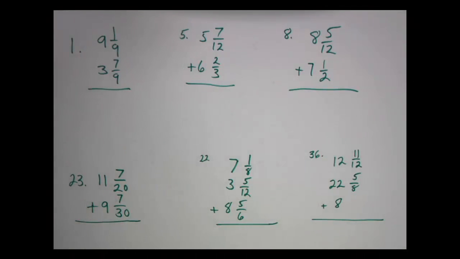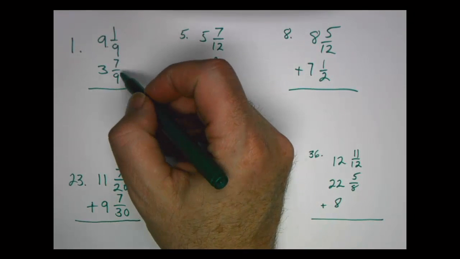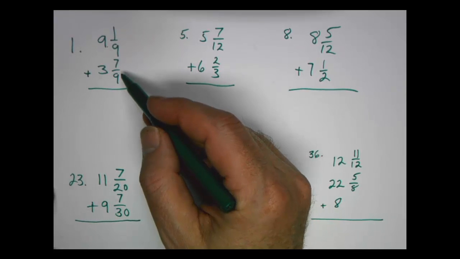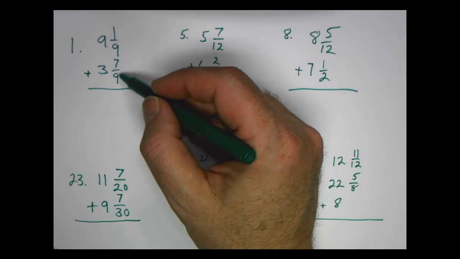3.7 is adding mixed numbers. And a mixed number, as you recall, is going to be a whole number and a fraction together. So the first step is to make sure we have common denominators. In problem number 1 we do. We have 1/9 and 7/9.